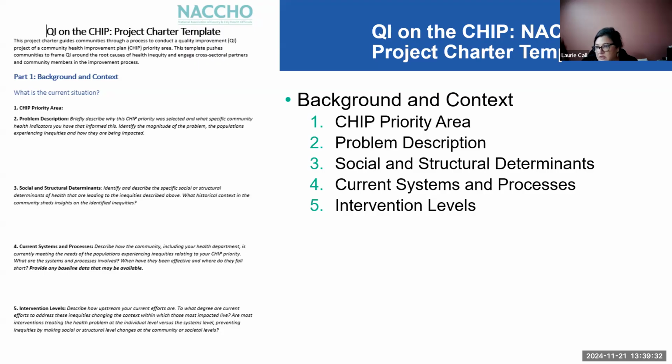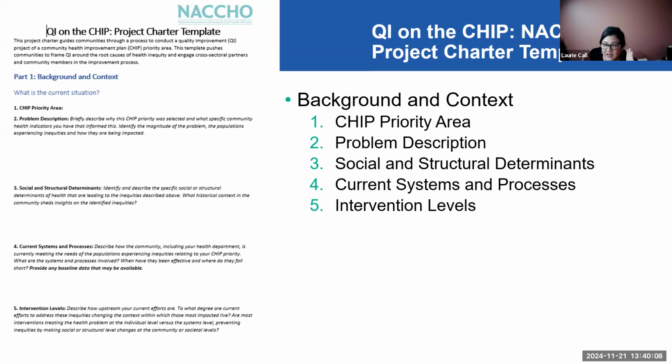And we're not going to use it as a project charter today, but we're going to use it as some of the pieces and things that you think about. So the first part of the document is on background and context. So you're listing what the CHIP priority area is. You're describing the problem related to that priority area. This is just like if you had an action team together to focus on a priority. These are the types of things they would do if they were creating a charter around this.